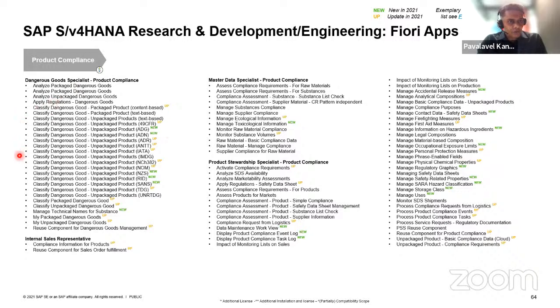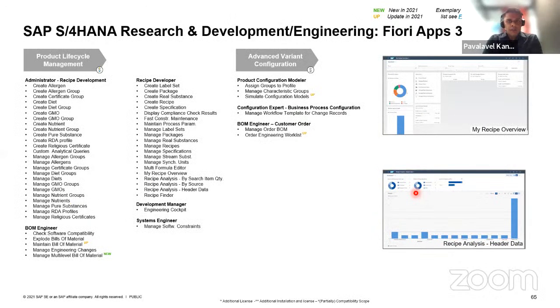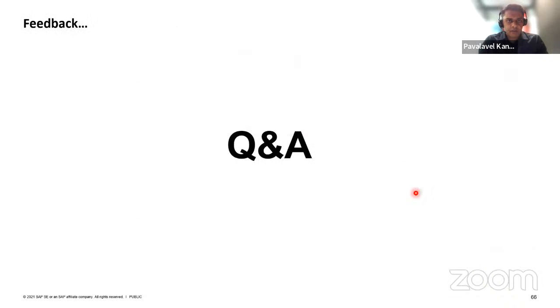So these are the dangerous goods related classifications. These are based on the different regulatory information. How do you store this in the system in product compliance? These are applications which are available. And maintaining product related information, these are apps which are available in Fiori as well. And this is more or less what is available.